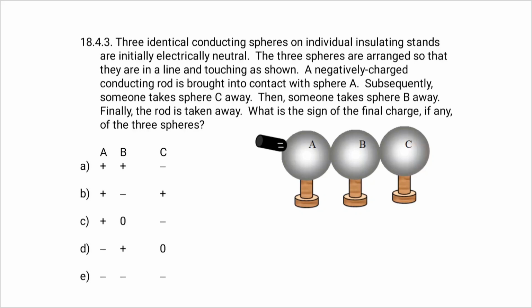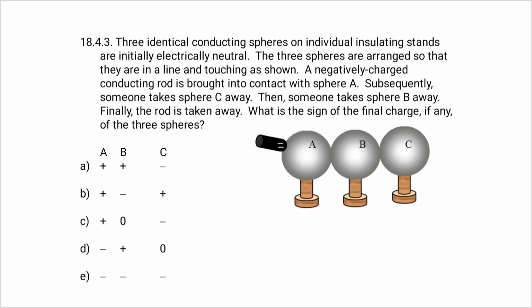Next. Now, three identical conducting spheres on individual insulating stands are initially electrically neutral. The three spheres are arranged in a line and touching as shown. A negatively charged conducting rod is brought into contact with sphere A, and subsequently someone takes sphere C away. Then someone takes sphere B away, and finally, the rod is taken away. What is the sign of the final charge, if any, of the three spheres?